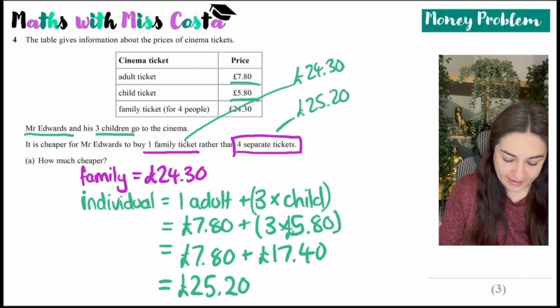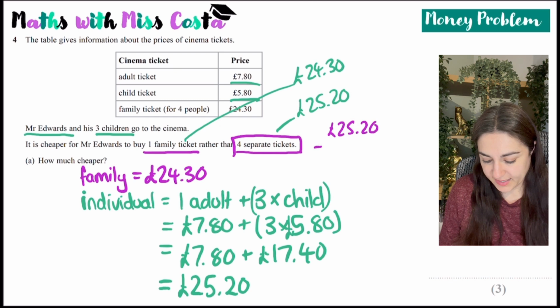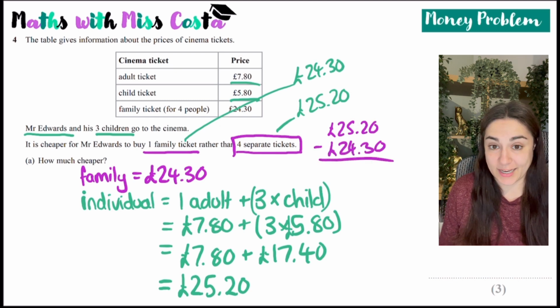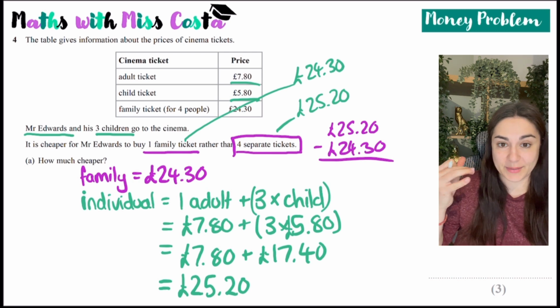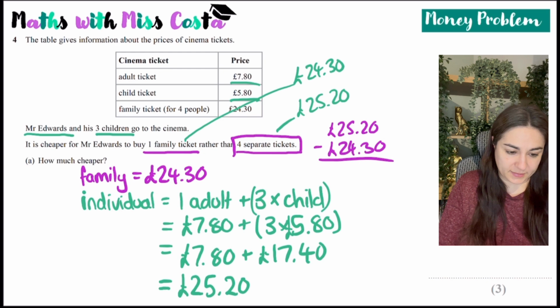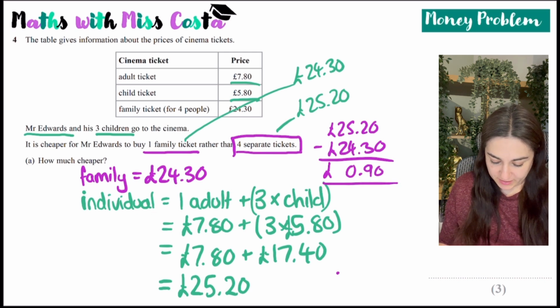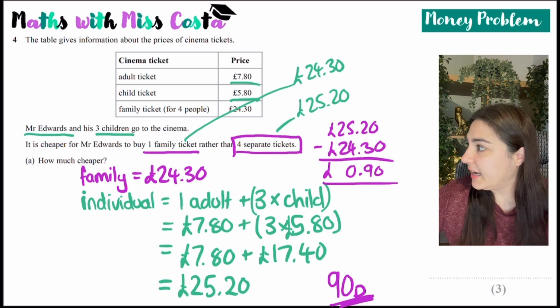I need to work out how much cheaper it is, so I'm going to do £25.20 take away £24.30, and that's going to tell me the difference. To work out the difference between 2 prices, I just subtract. So £25.20 take away £24.30 gives me 0.9, which is 90 pence. So how much cheaper? Either you say 90 pence cheaper, or you say £0.90.